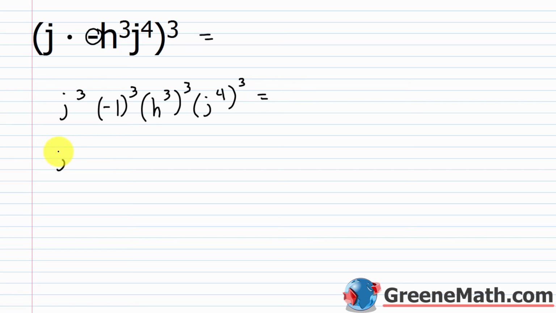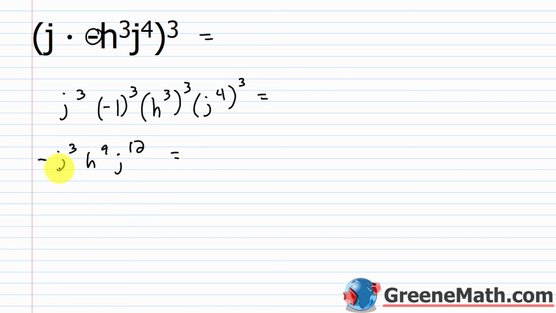And so j cubed stays as is. Negative 1 cubed would be negative 1, so you just put a negative out in front of here. H cubed would be h to the ninth power, right? You keep the base the same, which is h, multiply the exponents. 3 times 3 is 9. Then the same thing for j to the fourth power raised to the third, or j to the fourth power cubed. J stays the same. 4 times 3 is 12.